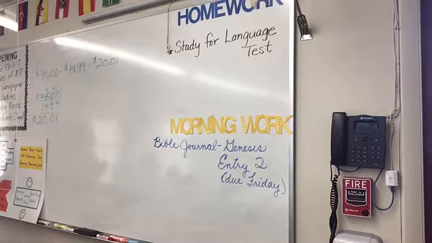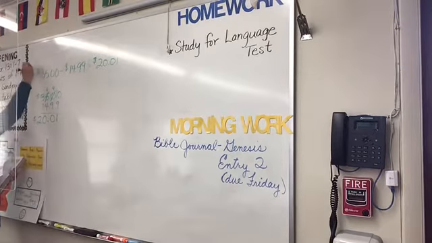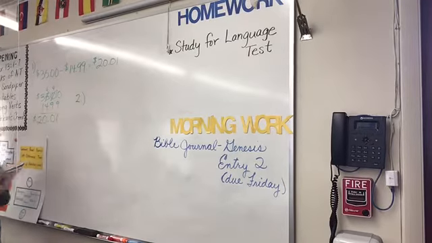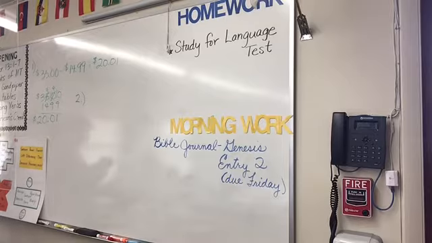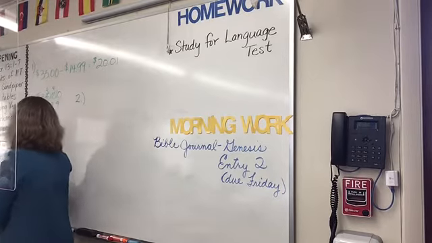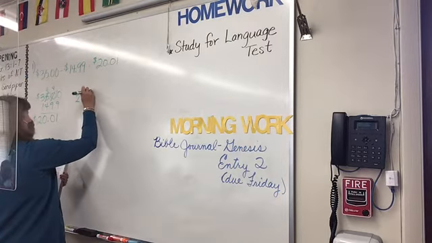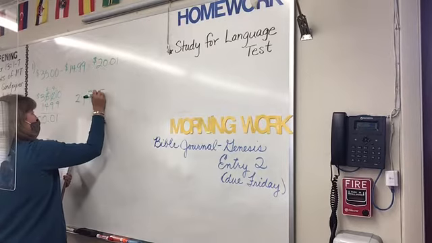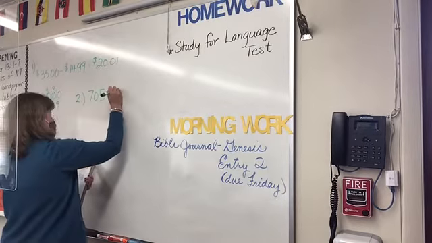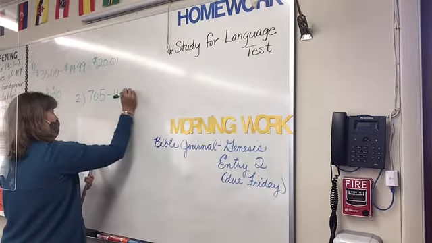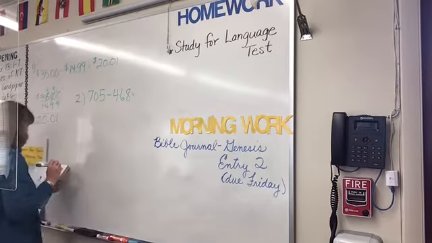Jed, would you read number 2 for us? Casey read 705 pages for this summer's reading contest. Last summer she read 468 pages. How many more pages did she read this summer? All right, how many more? That's subtraction. So what's going to be our number sentence? The number sentence is 705 minus 468. Right. And that will tell us the difference.